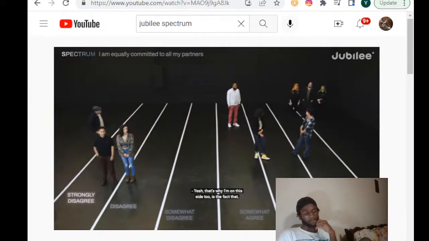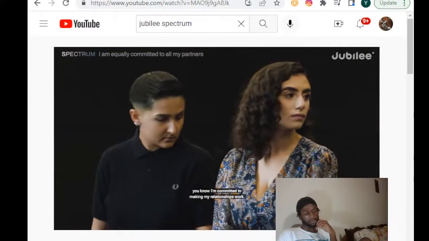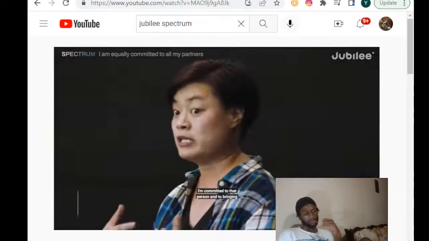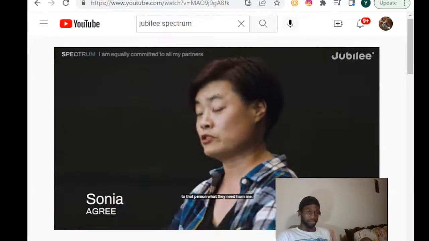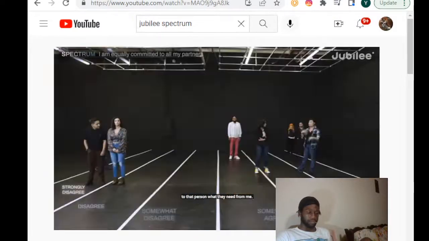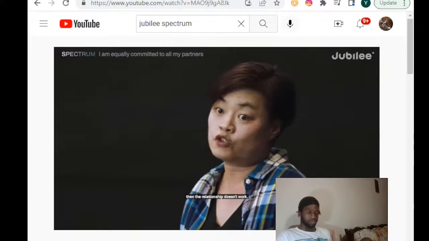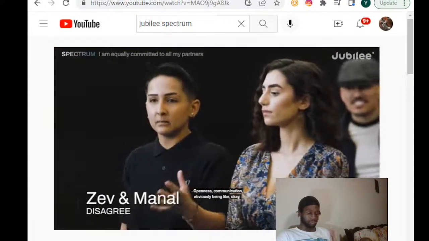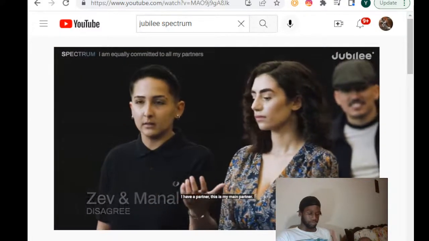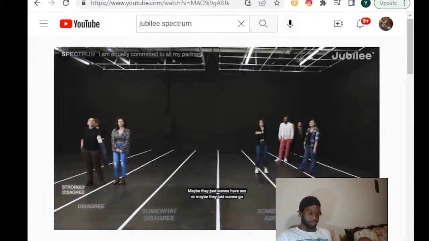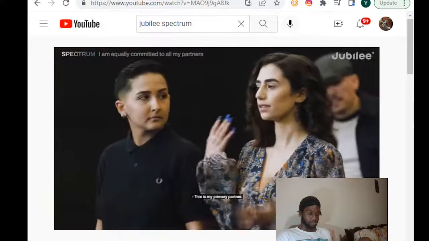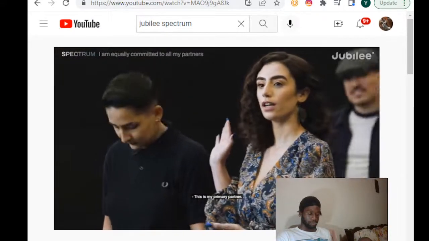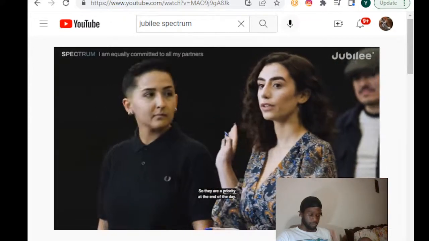Yeah, that's why I'm on this side too, is the fact that I'm committed to making my relationships work. I'm committed to that person and to bringing to that person what they need from me. And then if I can't do it, then the relationship doesn't work. Openness, communication, obviously being like, okay, I have a partner, this is my main partner. Maybe they just want to have sex, or maybe they just want to go on dates or have somebody to cuddle with. This is my primary partner, so they are a priority at the end of the day.